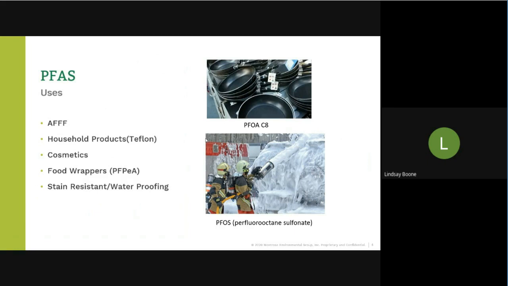Food wrappers is another one we spoke about. Stain resistant and waterproof: PFAS was used in Scotchgard. So the Tennessee Valley area of our country, where there's a lot of carpet manufacturing, has been greatly impacted by PFAS, especially for wastewater treatment plants that took waste from those carpet manufacturers and land applied their biosolids.